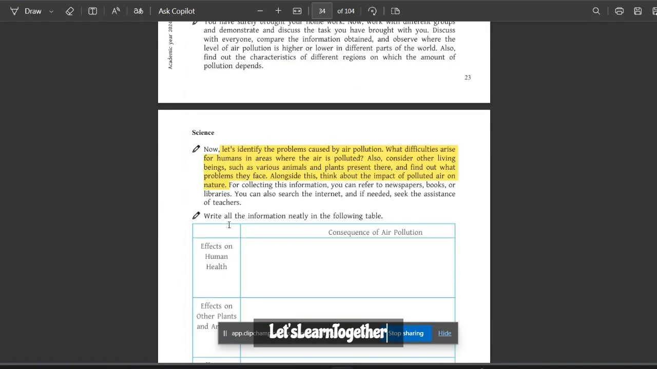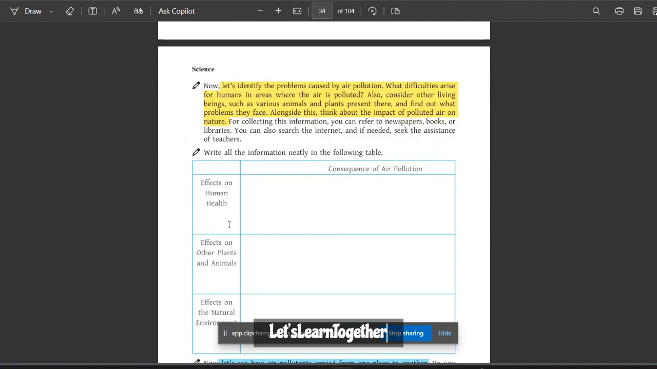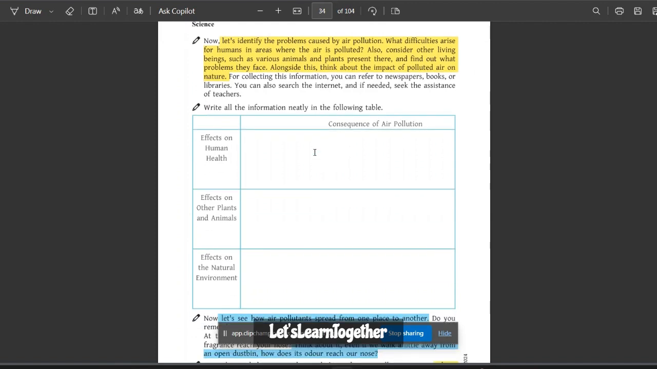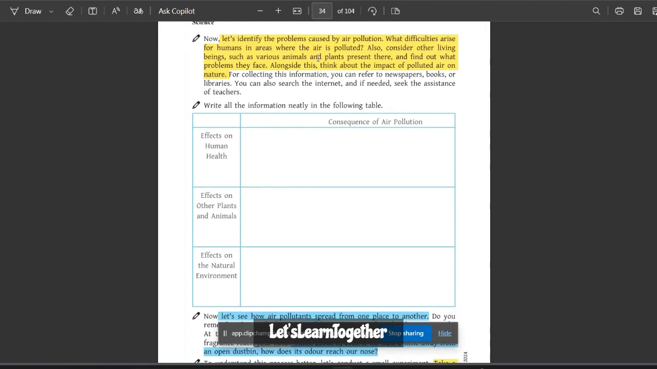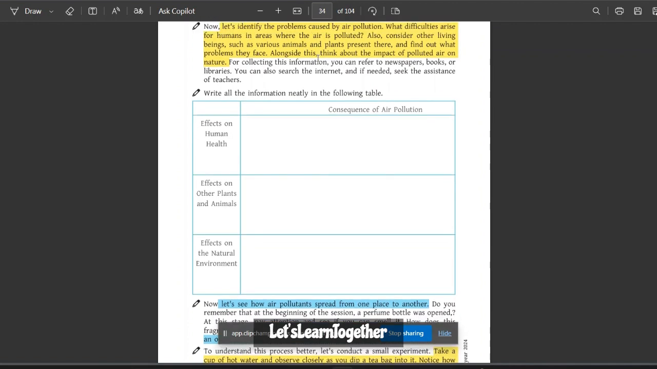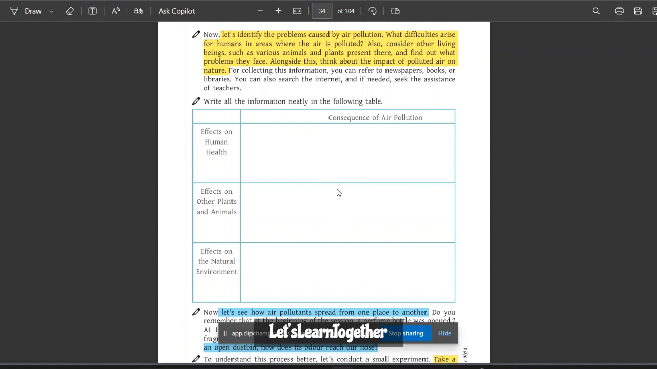All right. So let's see what the first activity is. Let's identify the problems caused by air pollution. What difficulties arise for humans in areas where the air is polluted? Also, consider other living beings, such as various animals and plants present there, and find out problems they face. Alongside this, think about the impact of polluted air on nature. That means we have learned about air pollution, right? So what sort of impact does air pollution have on human health, on plants and animals, or in the natural environment? We have to write those things in this table.